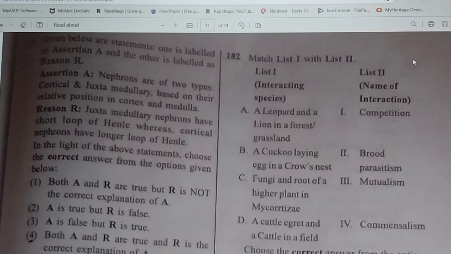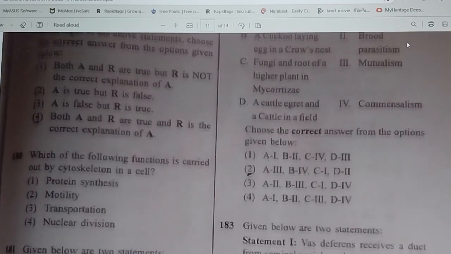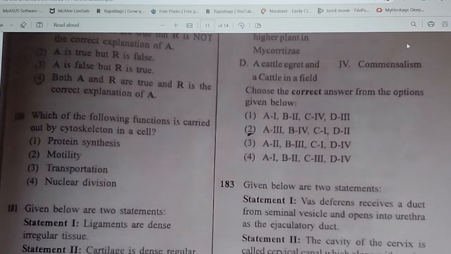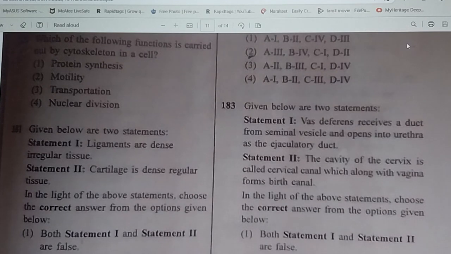Okay, medullary nephron only will be having longer loop of Henle, whereas cortical nephron will be having shorter loop of Henle. So A is false, that is number 2 answer. Then 180. Which of the following function is carried out by cytoskeleton in a cell? Yes, it is motility, very correct. Motility, option B is the answer.